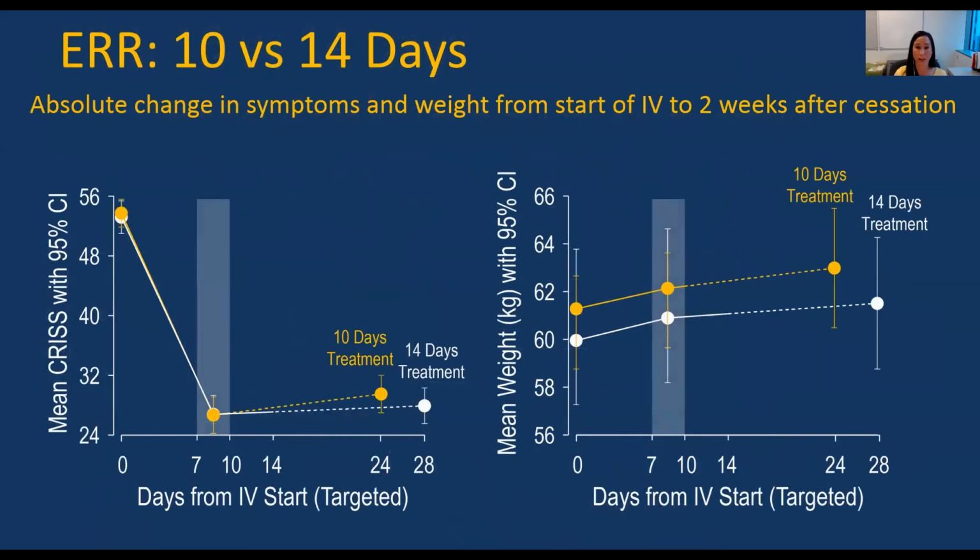Secondary endpoints on the left panel, you can see reductions in symptom score, large reductions in symptom score in both the 10 and the 14-day groups with no difference between the two. And then on the right panel, you see mean weight change and 95% confidence intervals, and again, with no significant differences between the 10 and the 14-day groups.